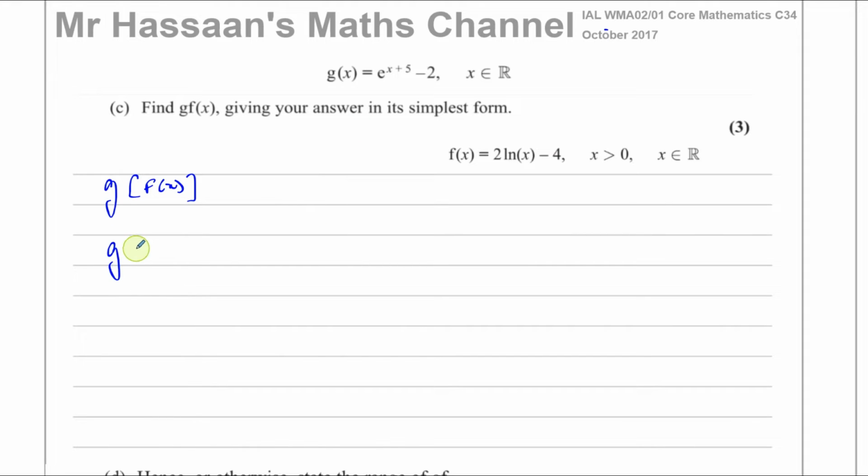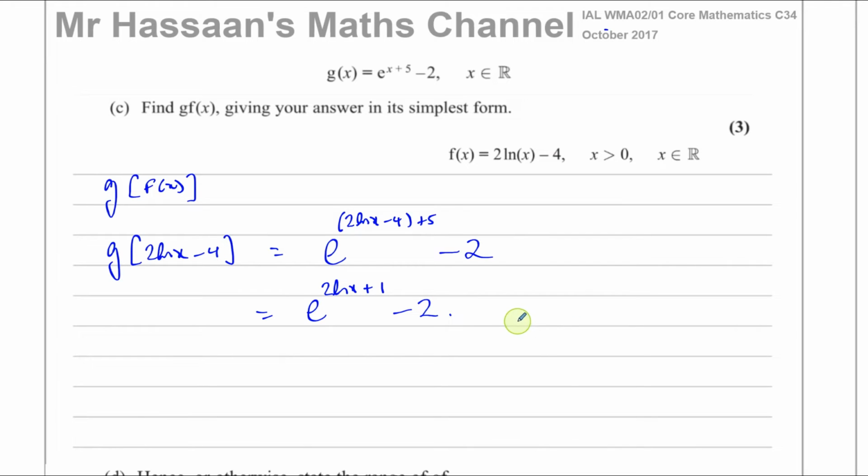So we're going to basically find g of 2 ln x minus 4, which means that x here is replaced by 2 ln x minus 4. So you have e to the power of, instead of x, I'm going to put 2 ln x minus 4. Okay, and then I'm going to have plus 5. Okay, so the x here has been replaced by 2 ln x minus 4. Then I've got the minus 2 here at the end. So this is going to be e to the power of 2 ln x minus 4 plus 5, which is 1, minus 2.